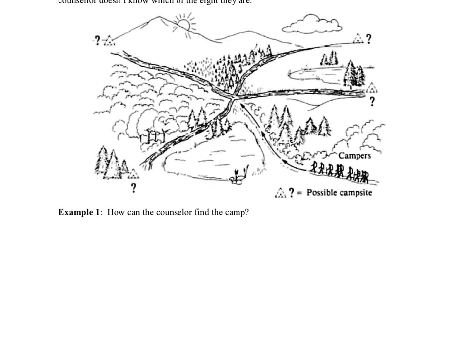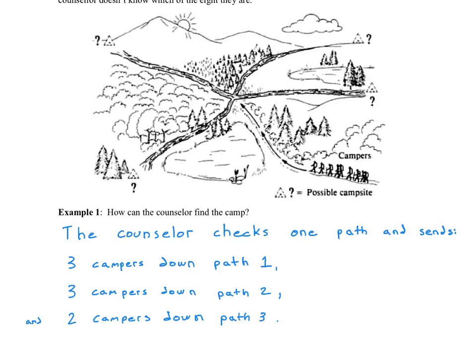Okay, so if you came up with the solution that the counselor should check one path and divide the campers up evenly among the other paths, you would be correct. So 3 campers down one, 3 campers down another, 2 down another, and then the counselor individually checks one of the paths. So, for example, the 3 campers that went down path 1 could return and say, yes, the path is correct, and yes, the path is correct, and then maybe the final one says, no, that's not where the camp is. So at that point, you don't know who to trust.